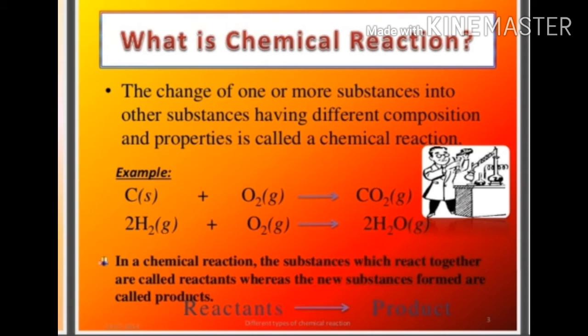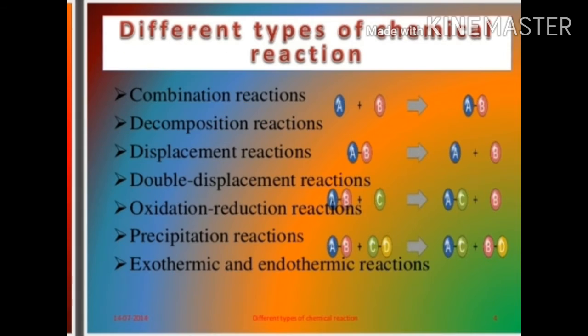In a chemical reaction, children, you have to remember the substances which react together or which take part in a reaction. They are called reactants, whereas the new substances formed after the reaction are called products. So the reactants react to produce the products. Products are the new substances formed after the reaction.